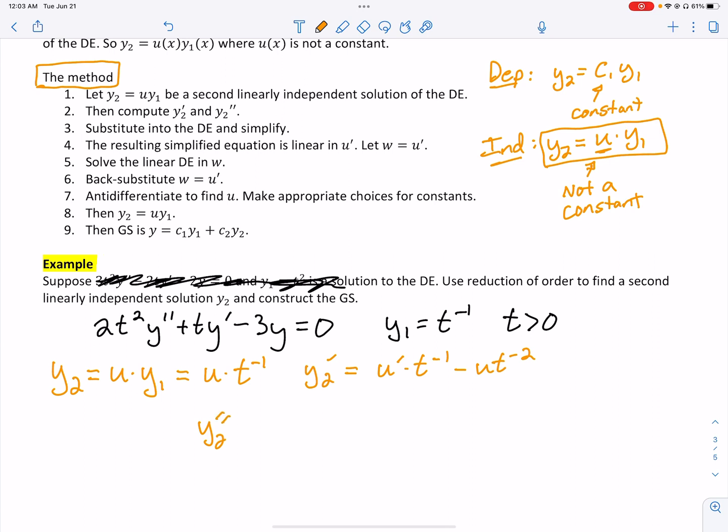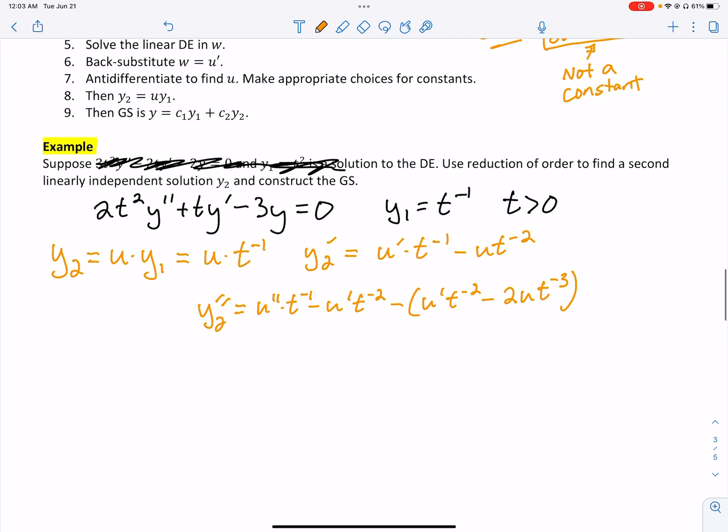Y sub 2, we do our second derivative of that. So now we're going to have two product rules. So u double prime times t to the negative 1 plus u prime, it's going to be a minus though, minus u prime t to the negative 2. Minus, and I'm going to put it in parentheses because now it's going to be a product rule, u prime times t to the negative 2 plus u, the negative is going to come down for that, negative 2u t to the negative 3. So we have that. All right, we're going to have to plug all this in.